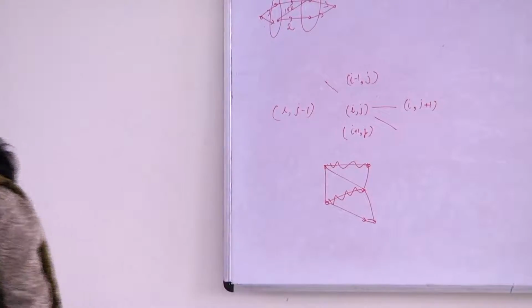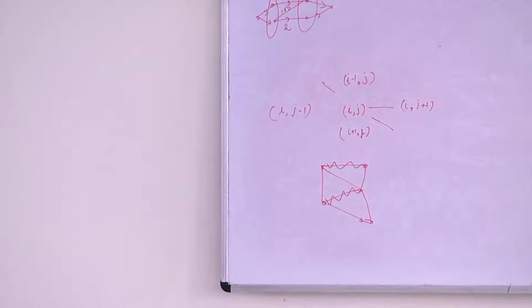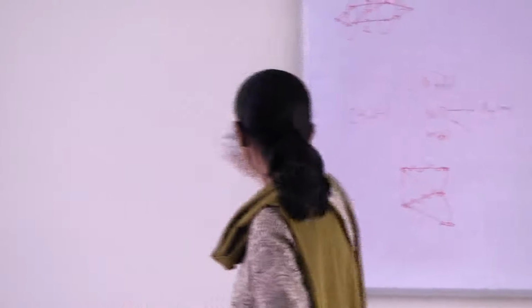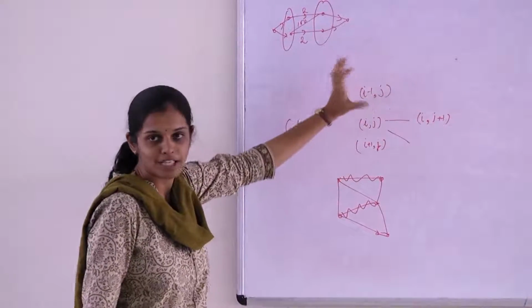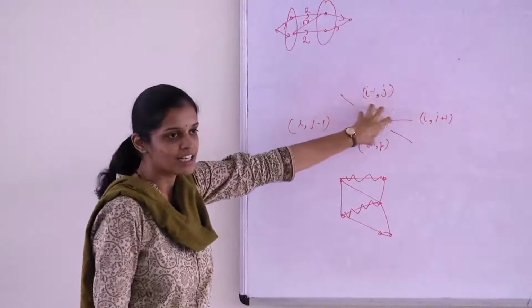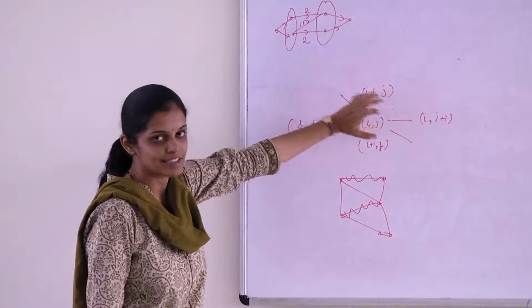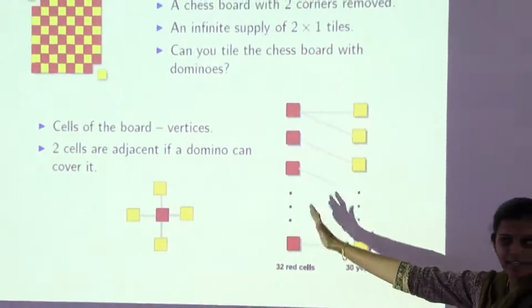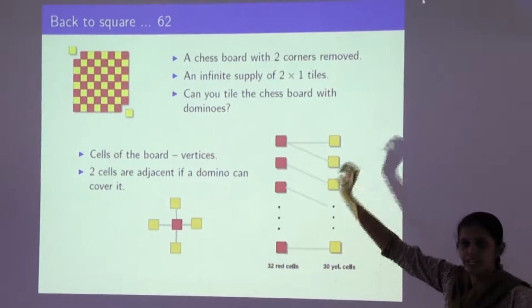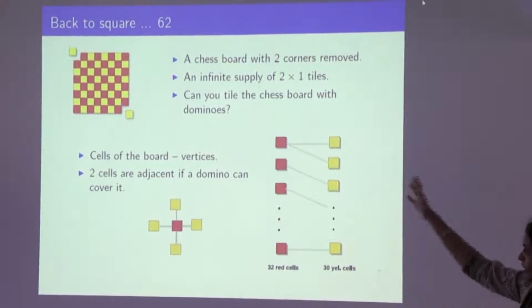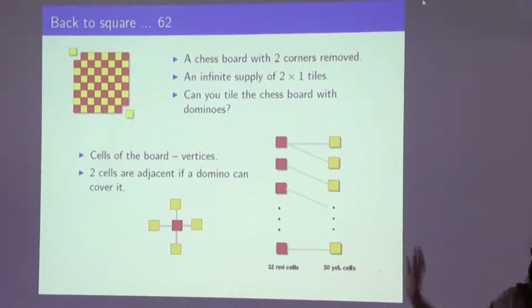Now the observation that we can very nicely make is this: whatever is this ij, if it was a red cell, then all these neighboring cells happen to be yellow cells. On the other hand, if this is a yellow cell, then all its neighboring cells happen to be red cells. Therefore, you know that you have a bipartite graph. You will always draw edges between red cells and yellow cells, but never between red and red, because they are diagonally connected, too far away from each other to fit a domino.